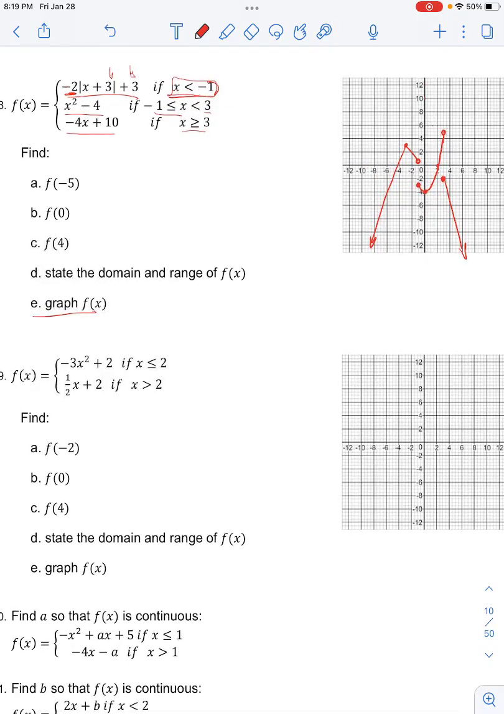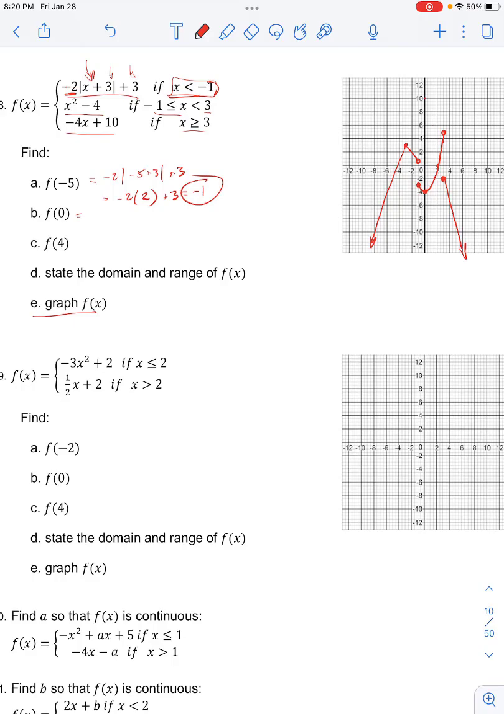Now we can find f of -5. So f of -5 we plug into this equation. So we have -2 times absolute value of -5 plus 3 plus 3. So we have -2 times absolute value of -5 plus 3, which is -2. Absolute value of -2 is 2. So -2 times 2 plus 3 is -1.